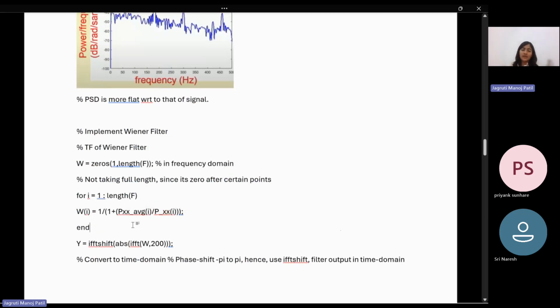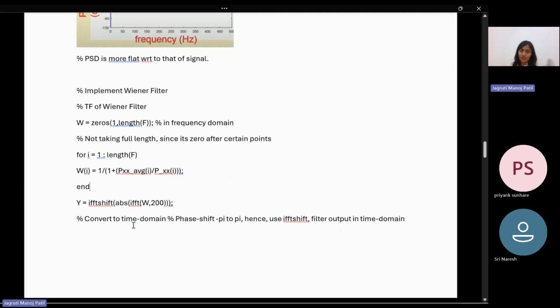Okay, and since everything was in frequency domain, now we'll take it back to the time domain. So we take the absolute of the inverse Fourier transform of W, where I'm giving it an extra 200 points to this length. Since I took the Fourier transform of it, now we have to convert it to the time domain, so there occurred a phase shift, which is nothing but from negative pi to positive pi. Since I'm using an IFFT shift, what IFFT shift will do is make it symmetric. We'll pad it with zeros in a way that it becomes symmetric or centered around zero.